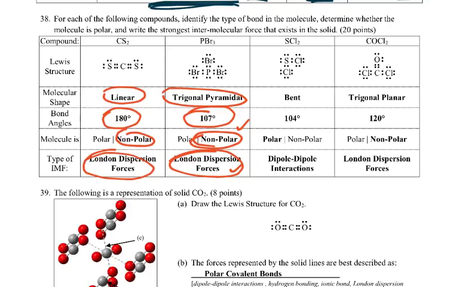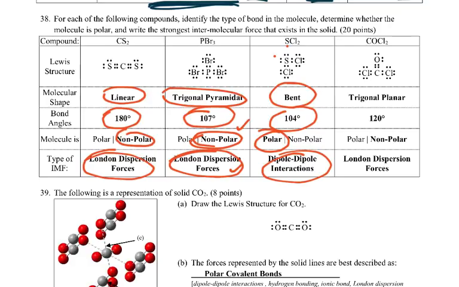Okay, SCl2, that nice bent molecule. The bond angles would probably be about 109.5, but because the lone pairs push things together, about 104 or 105 sounds reasonable. Definitely a polar molecule, because Cl is a strong nonmetal and sulfur is a weak nonmetal, so it's going to be a polar bond. And since it has a bent shape, it's going to be a polar molecule, with dipole-dipole interactions.